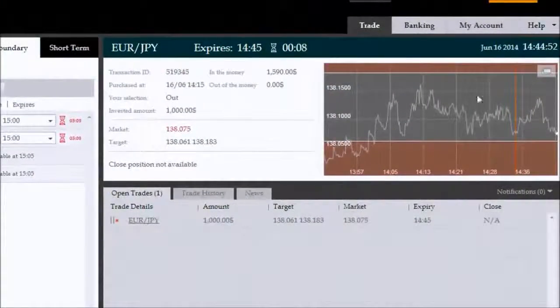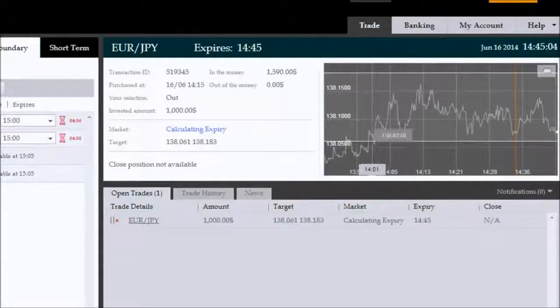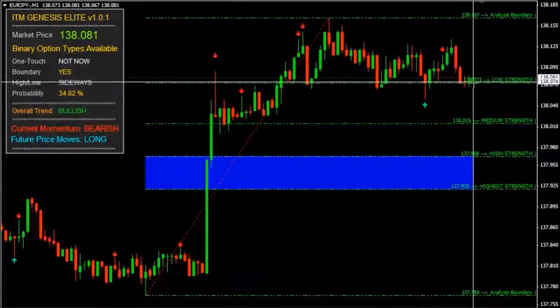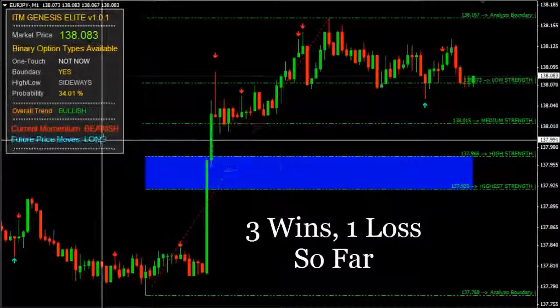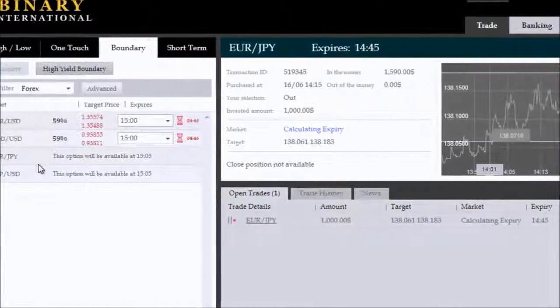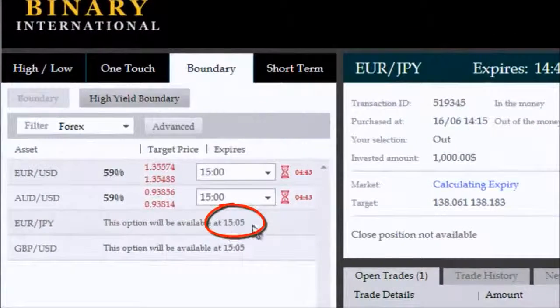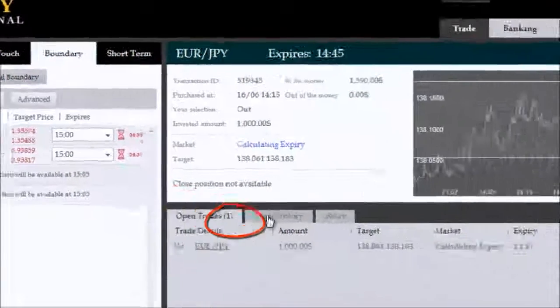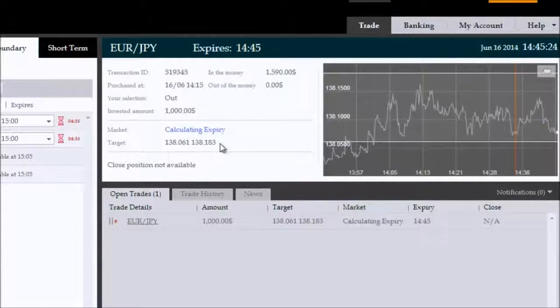Okay, we're back with roughly 8 seconds remaining. Doesn't look like this trade is going to make it. We may just barely make it, but we're so close to the boundary with so little time that we have now expired outside of the money, meaning this trade is going to be a loss once the platform has calculated expiry. No problem. We have 3 winners so far and 1 loss, which is this one. 4 trades have been taken in succession using a disciplined approach, using ITM Genesis Elite the whole time to exploit outside boundary opportunities only. So though this trade has expired, we're still profitable in this session so far.